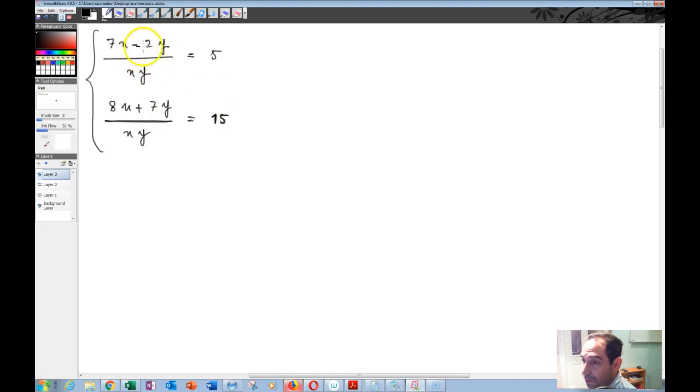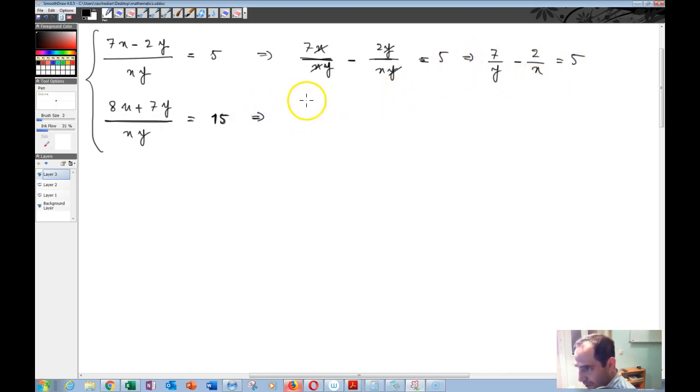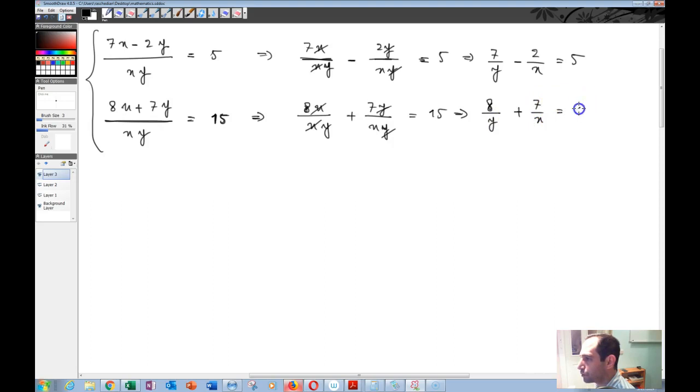That is basically by breaking up this fraction, meaning that you can write this as 7x over xy minus 2y over xy, and that's equal to 5. Okay, and then x and x you can cancel out, so you will have 7 over y minus, and then y and y will cancel out, so you will have 2 over x is equal to 5. And then here you can write 8x over xy plus 7y over xy, equal to 15. And then x and x you can cancel out, y and y you can cancel out, so you have 8 over y plus 7 over x is equal to 15.